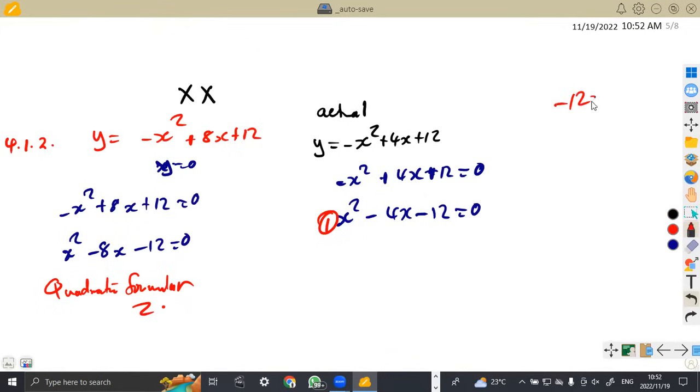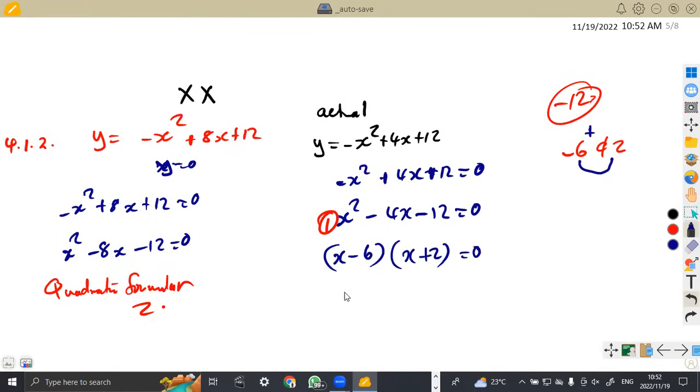We've got minus 12, which are the factors, which is minus 6 and 2. Remember, if we multiply minus 6 and 2, we get minus 12. If we add, we get negative 4. So these were the factors. So we're going to have (x minus 6)(x plus 2) is equal to 0. So x was going to give us 6, or the other x was going to give us negative 2.